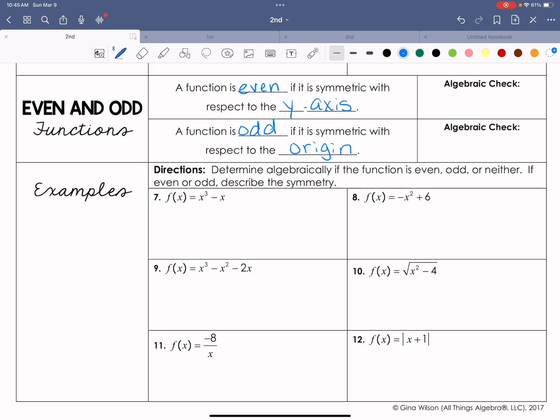All right, to check it algebraically, you insert negative x into your function and then simplify it, and if that matches your original function, then we say it's even. If you substitute negative x in and it is equal to the opposite of your original function, then we say it is odd. Okay, and this will be easier to see in practice.